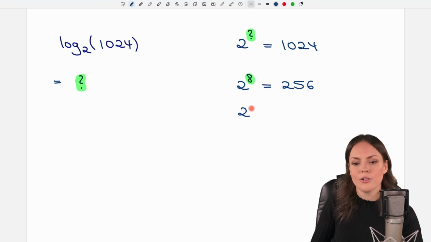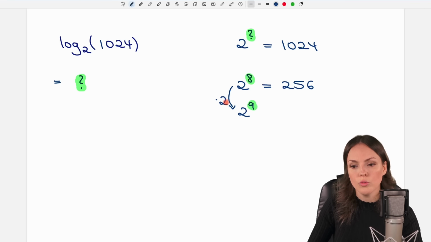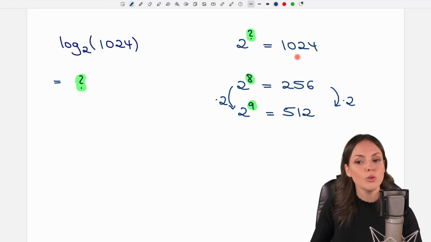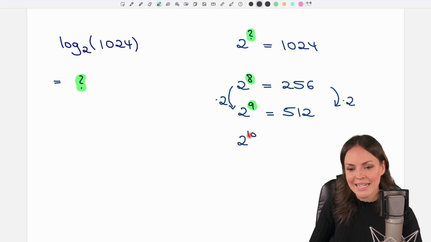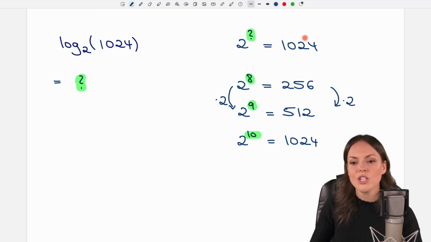We want to get to this number here, so 2 to the power of 8 is not the result. But what about the next larger number, 2 to the power of 9? How do we get there? Well, we have to multiply this number by the base again, so by 2. Same on the other side, multiply by 2, so that we get to 512. Still too small. So what about the next one, 2 to the power of 10? Well, we multiply by 2 again, and we get to 1024, which is our number.